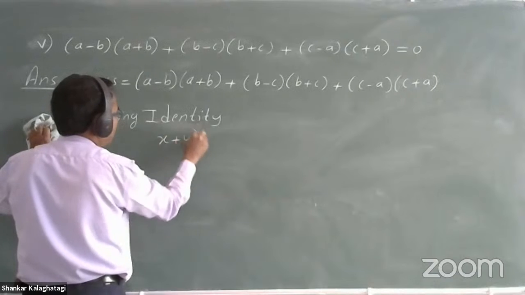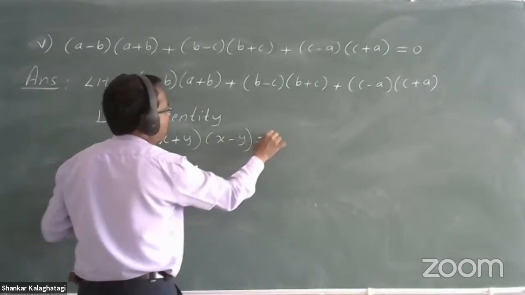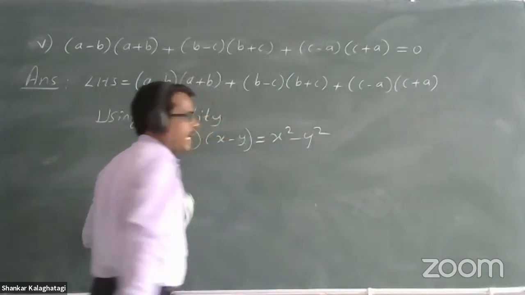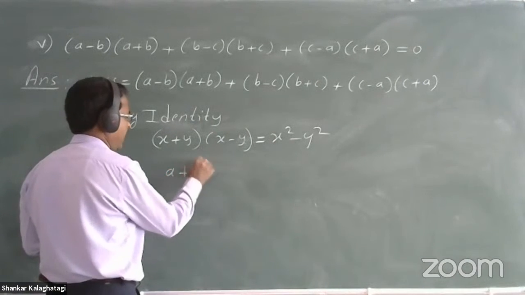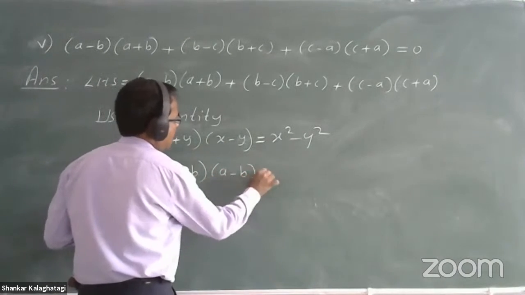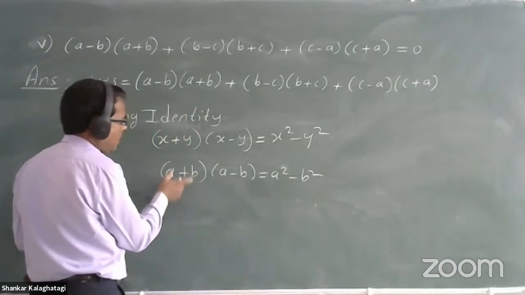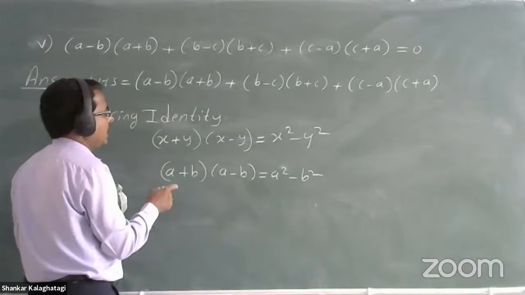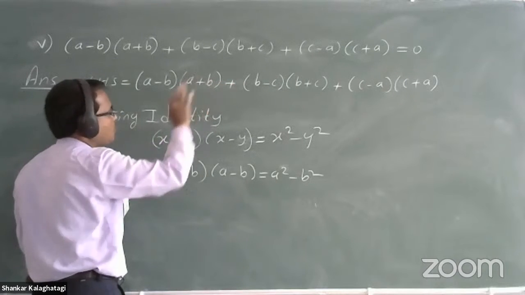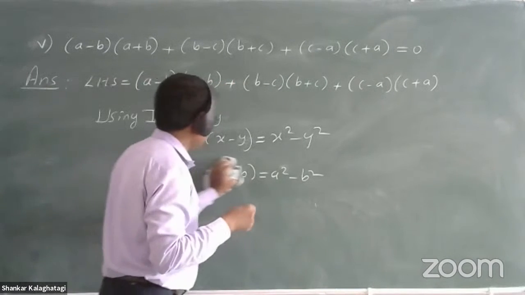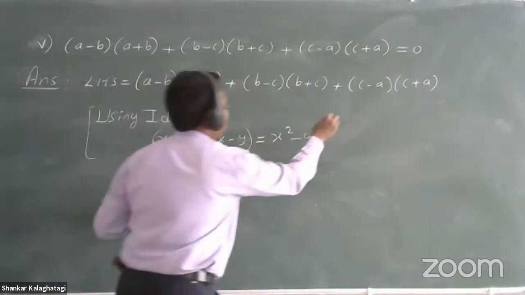X plus Y into X minus Y equal to X square minus Y square, like the third identity. What is the third identity? A plus B, another bracket A minus B, is equal to A square minus B square. I wrote the identity in terms of X and Y, otherwise A plus B, A minus B question will confuse after. Okay. Using this identity, now you write LHS.